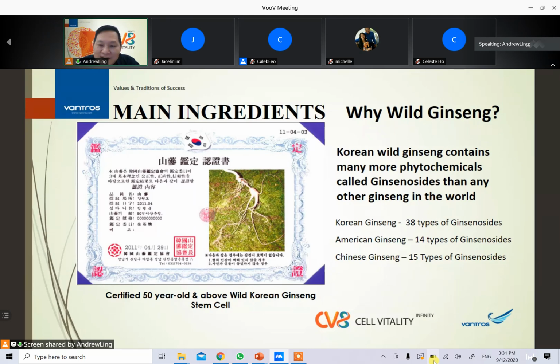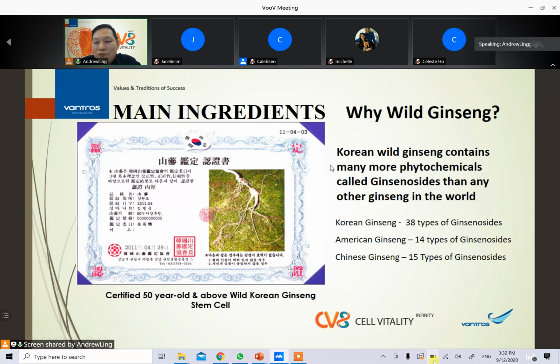It is estimated the wild ginseng CMC stem cell that we use is actually 70 to 80 years old. However, in Korea, the highest certification they can give is actually 50 years old and above. That just shows it is 50 years old and above. But according to the expert who checked the Korean wild ginseng that we use, it is actually around 70 to 80 years old.